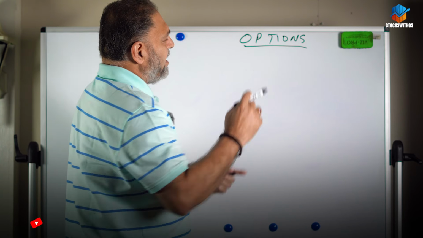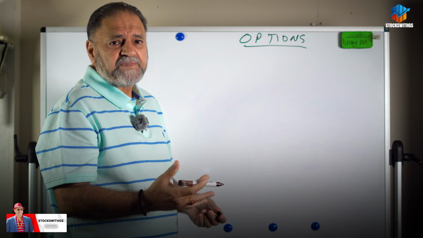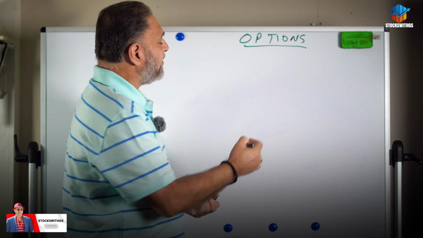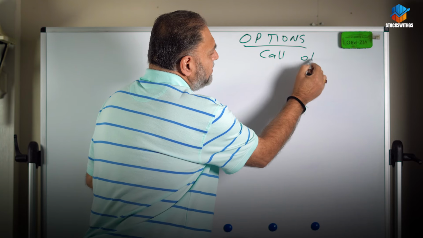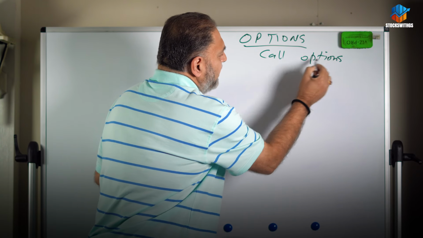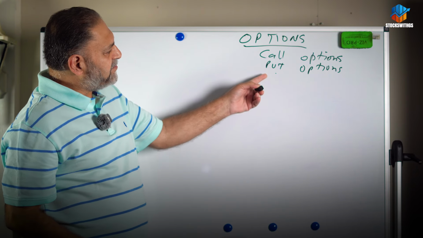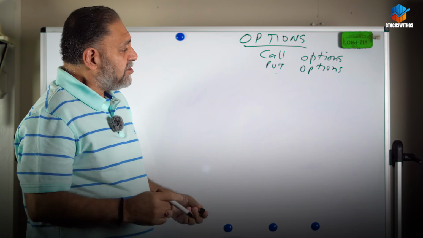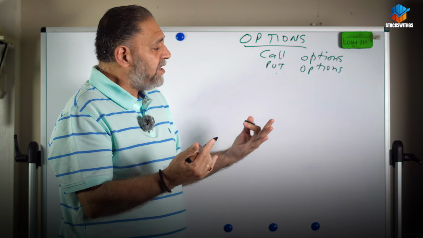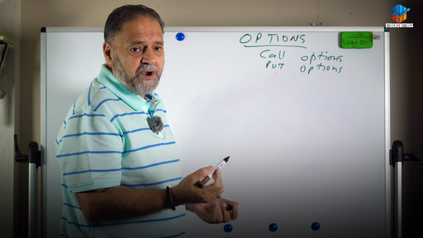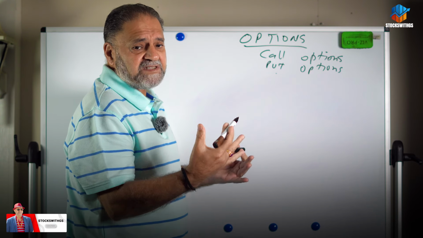Options are a shortcut for people who want to play the stock market but they don't have money. So there are two kinds of options. One is call options and second is put options. Okay, call options and put options. So why did they create options?